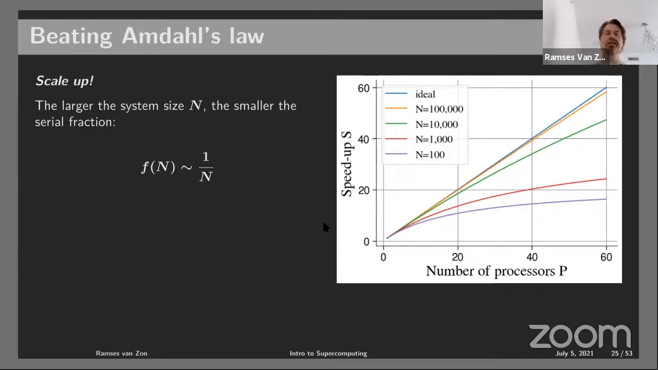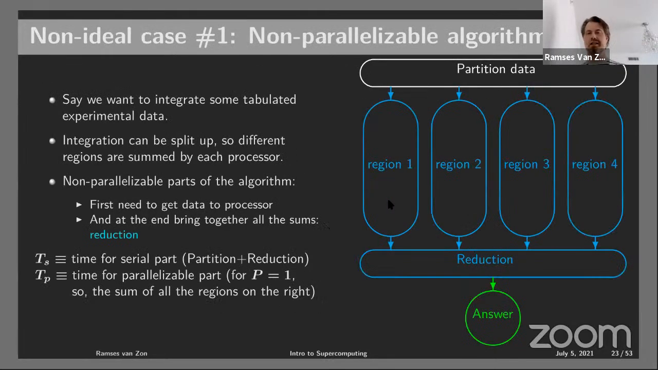Another way to beat it is to scale up. And the idea is that the larger the number of points you had to sum, which we've called n here, the system size, the smaller, relatively speaking, the serial fraction becomes. Right? In terms of summing these numbers, the more I have to do in the bulk of the computation, so this middle part, the parallel part, the smaller as a fraction the remainder is. Right?